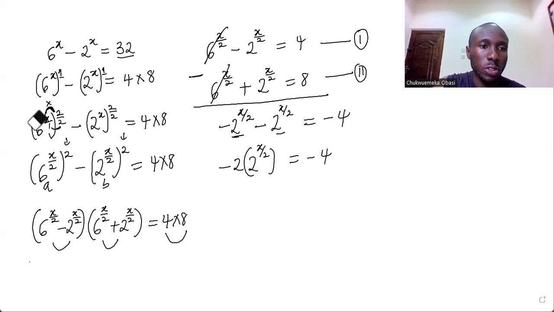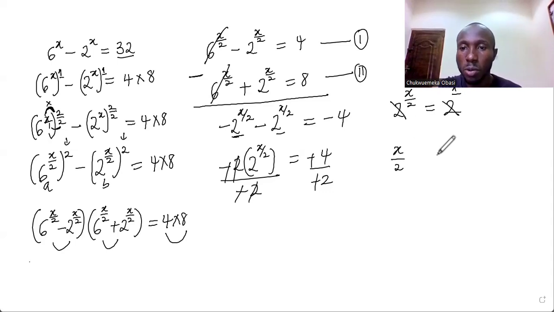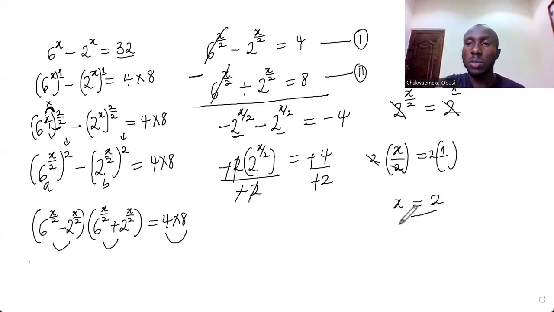So from this point, what do you think we are going to do? We can divide everybody by minus 2. The minus cancels out, the 2 cancels out, so that we have 2 to the x over 2 is equal to 2. And 2 is the same as 2 to the power 1. When the bases are the same, we can cancel out the base and equate the exponents. So we have x upon 2 is equal to 1. From here, multiply everybody by 2 to get rid of the fraction, and x will be equal to 2 times 1, which is 2. So the answer to this question is 2.